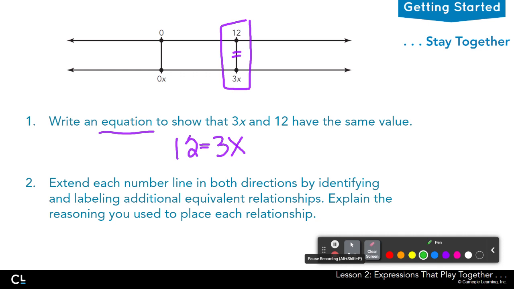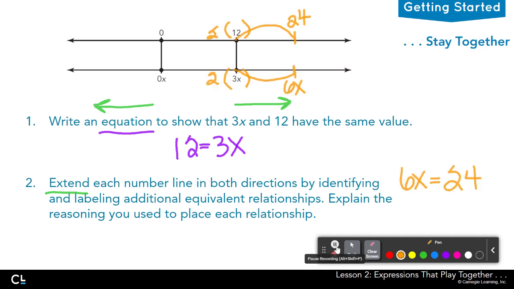So moving on to question number 2, it says extend each number line in both directions by identifying and labeling additional equivalent relationships. So both directions meaning this direction on the number line and this direction. And there are many ways that you can do this. I'm just going to give you one example.